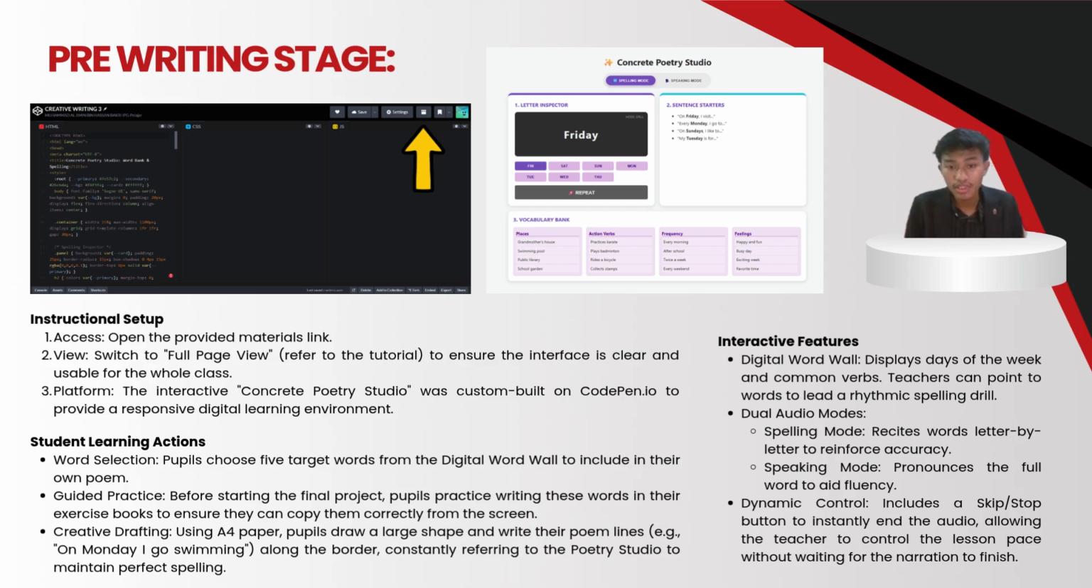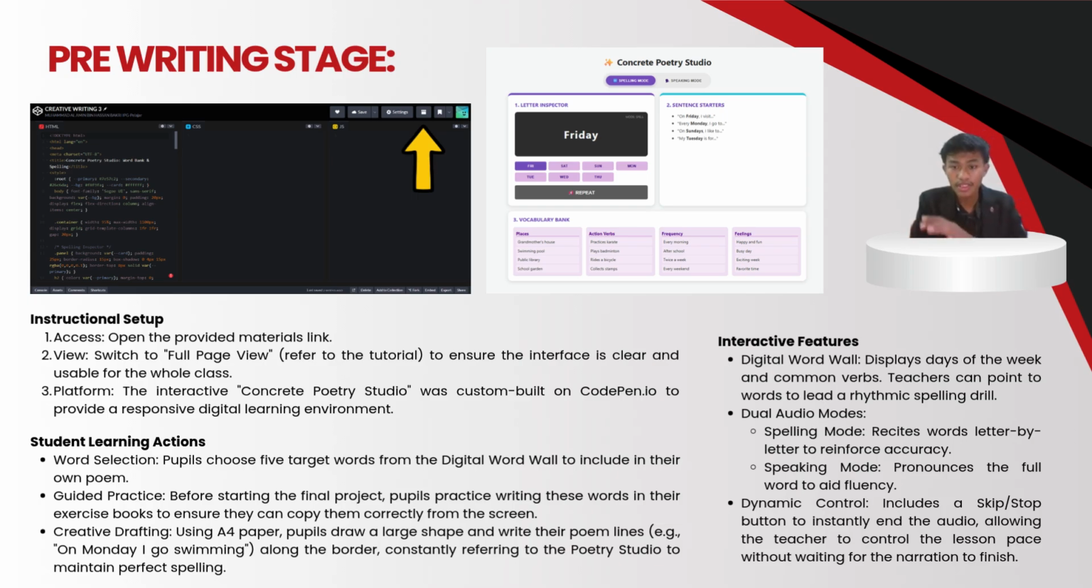For the students' learning action, for the word selection, you can see in the second picture the interface of the materials. So let's move on to the student learning action first. For the word selection, pupils choose 5 target words or more from the digital word wall to include in their own poem later.